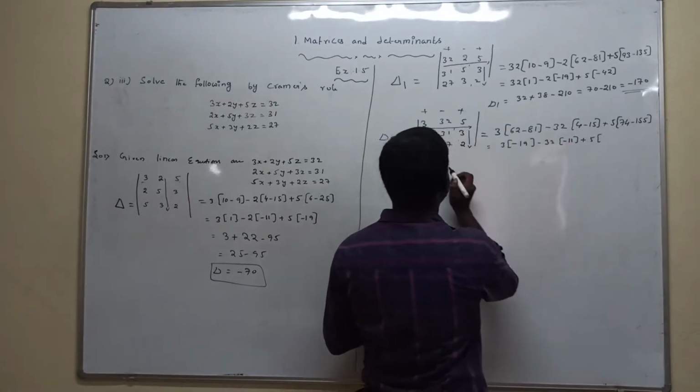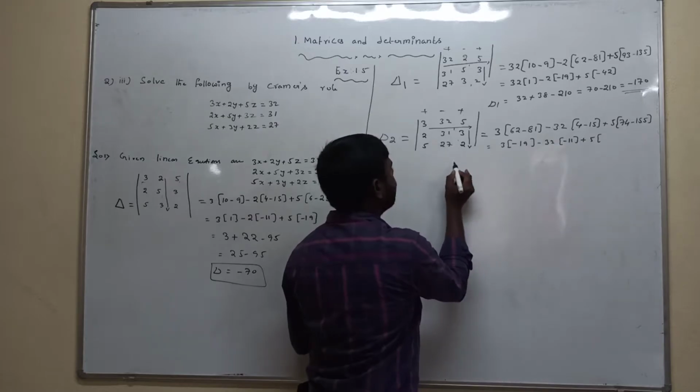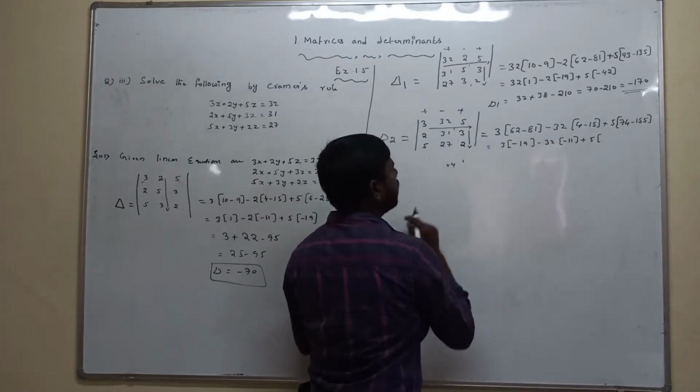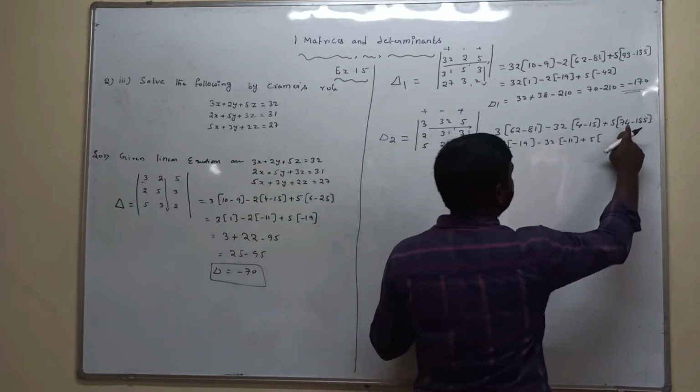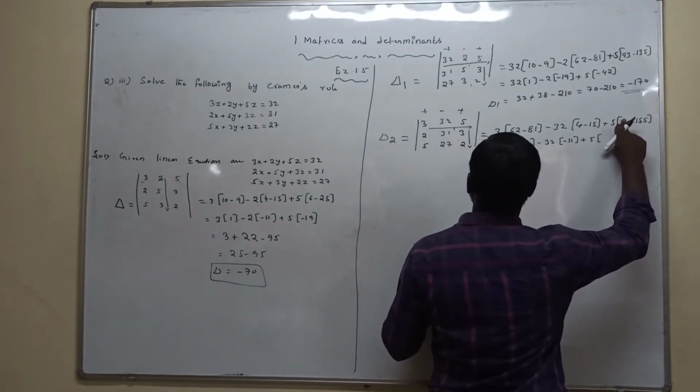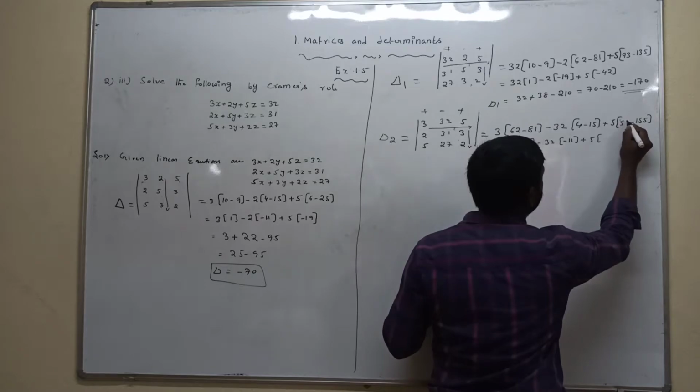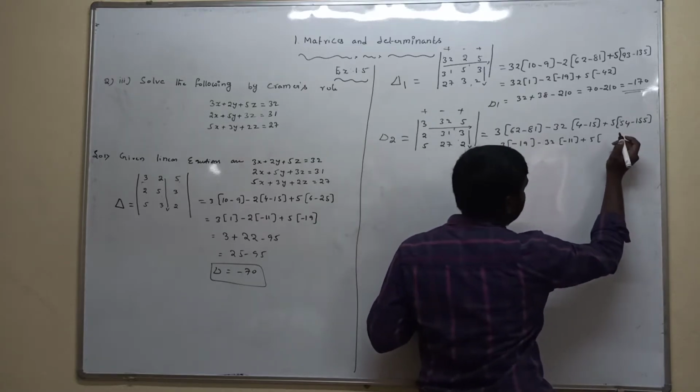Dear friends, 2 into 27, 2 sevens are 14, 2 fours plus 1 is 5, that is 54. Not 74, that is 54. 54 minus 155, that value is minus 101.